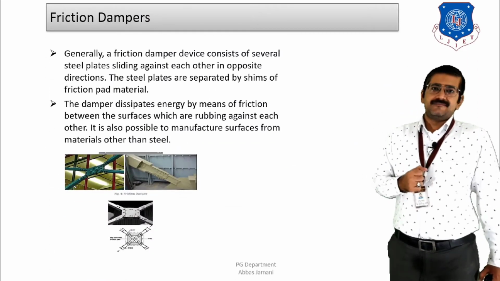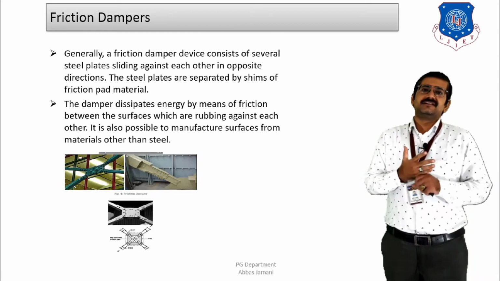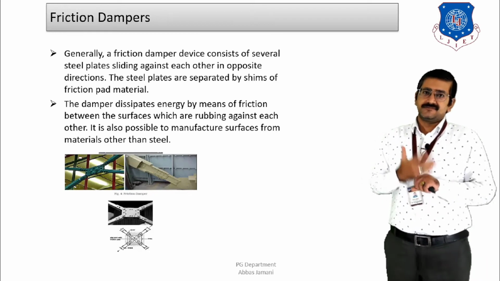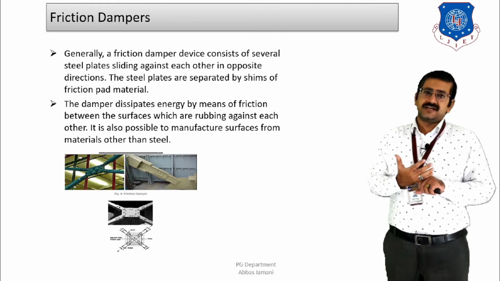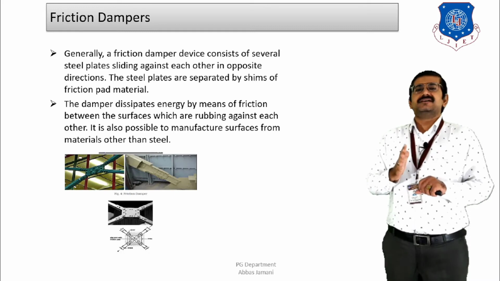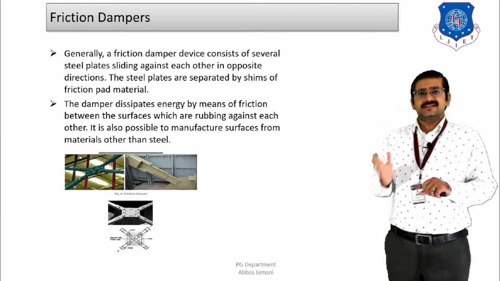Next is the friction dampers. Again, as I have said, the friction damper is basically about the friction that takes place in the material. Now, which is the material? Steel plates are the basic material associated with friction dampers, but it is not necessary that the material should always be steel. It can be other than steel also, right?